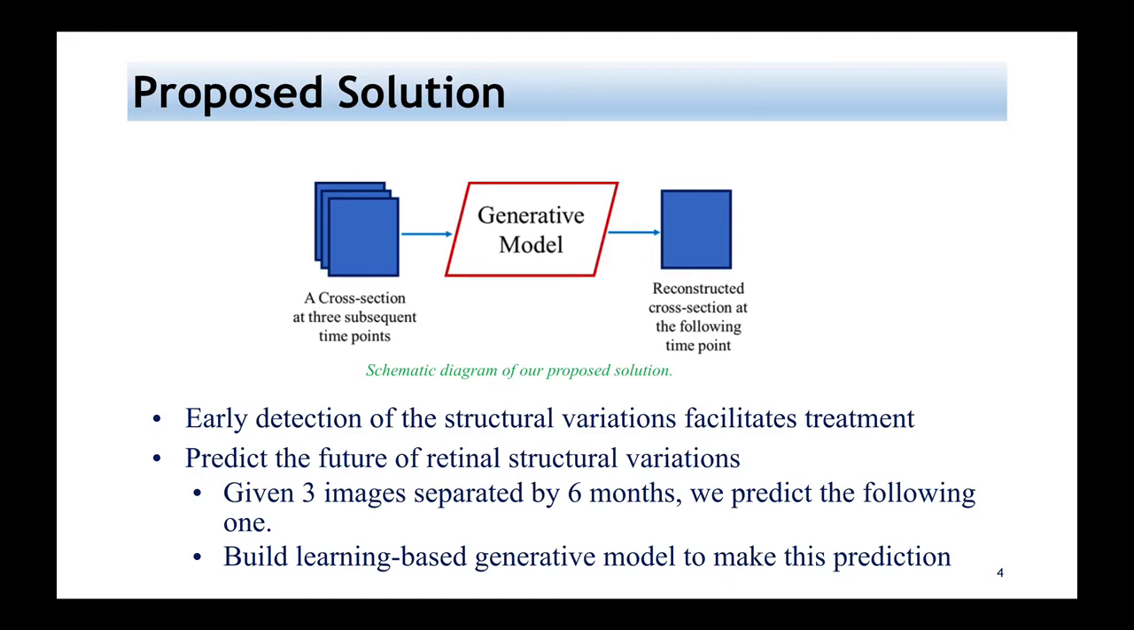The model input is 3 images of subsequent time points, separated by 6 months, and the model output is a constructed image of the following time point.